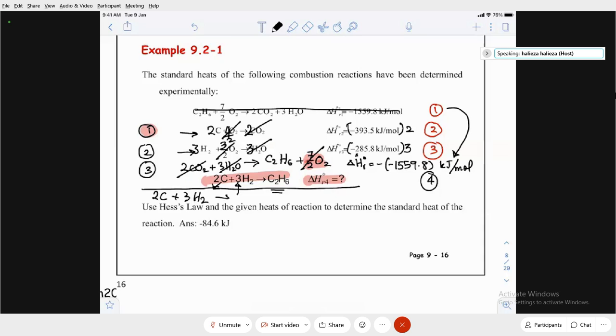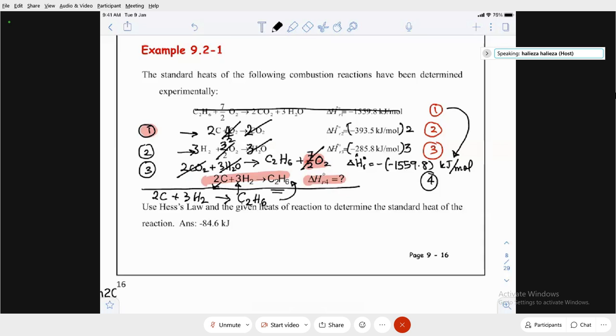Now go to the right hand side. From the first reaction, there's no term on the right side. From the second reaction, there's no term on the right hand side. From the third reaction, there is your ethane. So that finally you get what you wanted. That is your desired equation.